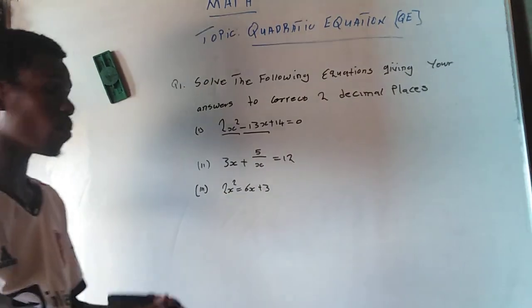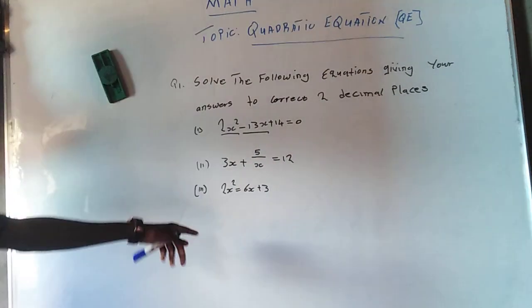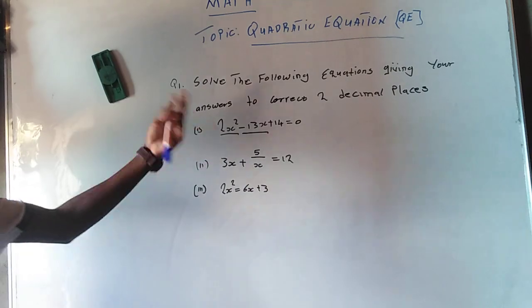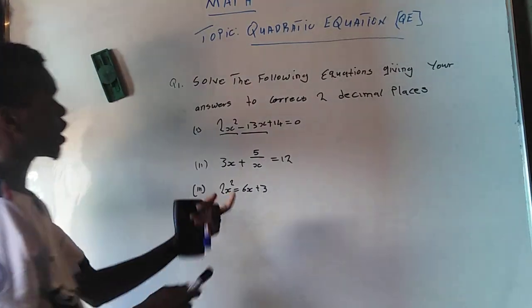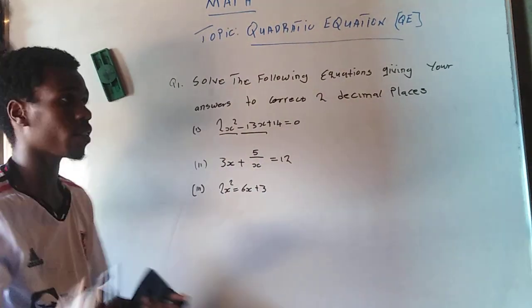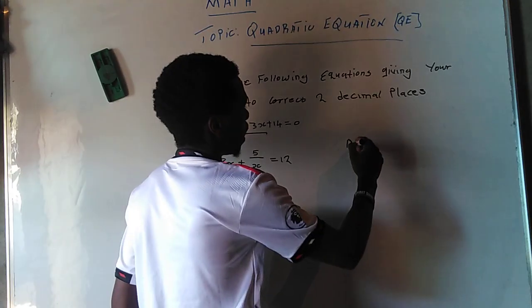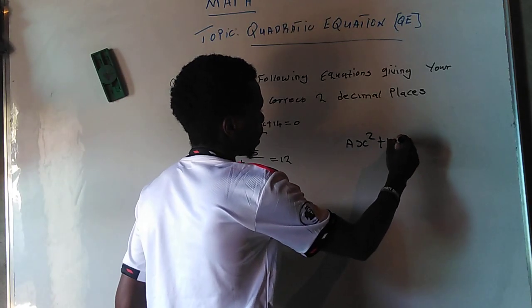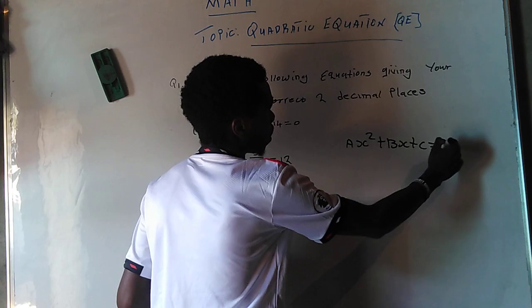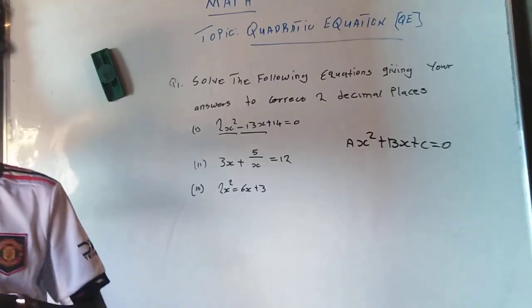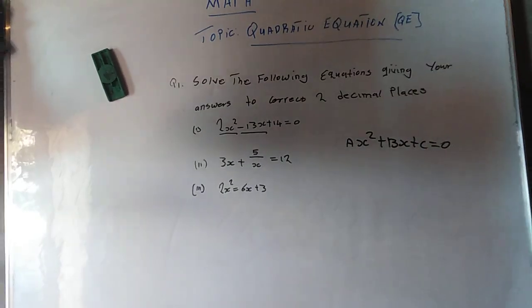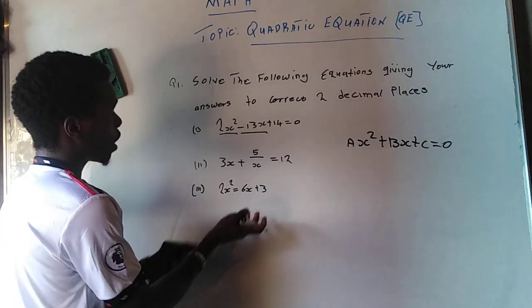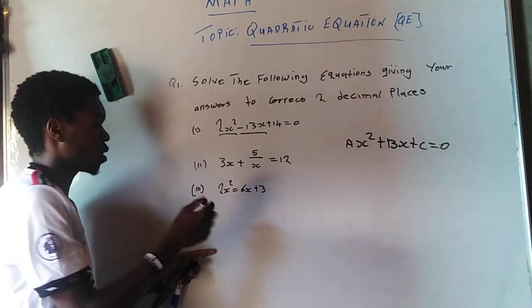Let's try and talk about the last one. Okay, so the last one is saying 2x squared is equal to 6x plus 3. Okay, so this question we have to put in the format of the quadratic equation, which is ax squared plus bx plus c. Okay, we have to make sure that it is equal to 0. Okay, so we can try and bring this into the other side.